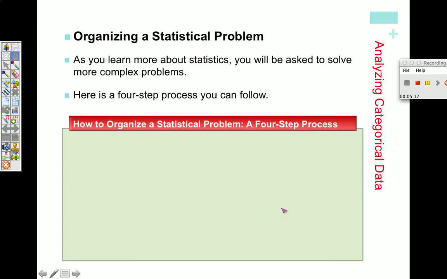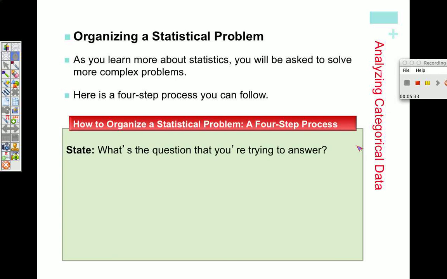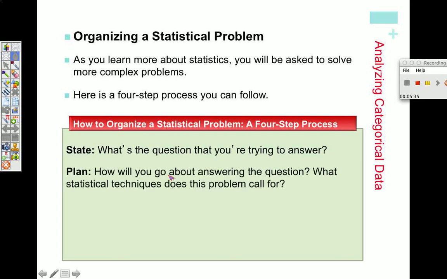So if we want to organize a statistical problem, there's a 4-step process that we can use, and it's something that we can generally use on a large variety of problems. We want to figure out what's the question you're trying to answer. If you can't answer that, you really can't start. Then we come up with a plan. How will you go about answering this question? What statistical techniques does this problem call for? And we're going to develop these as time goes on.